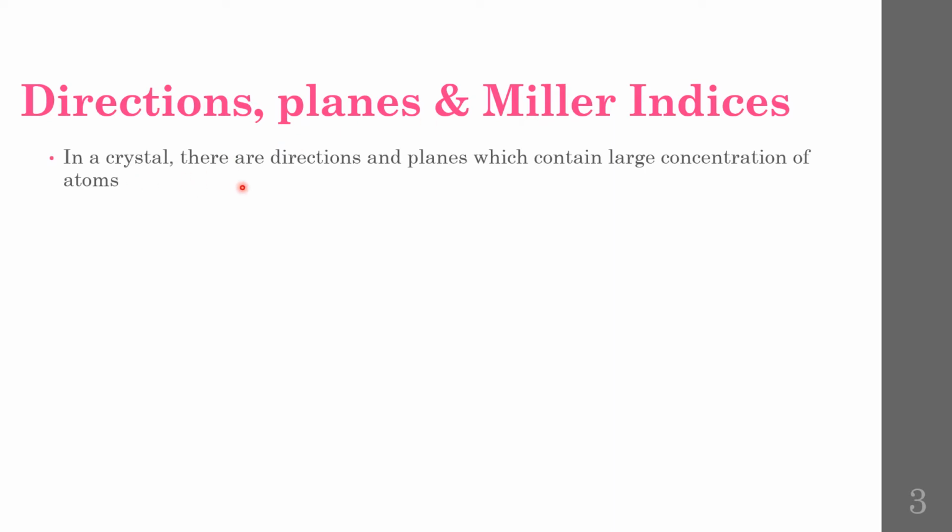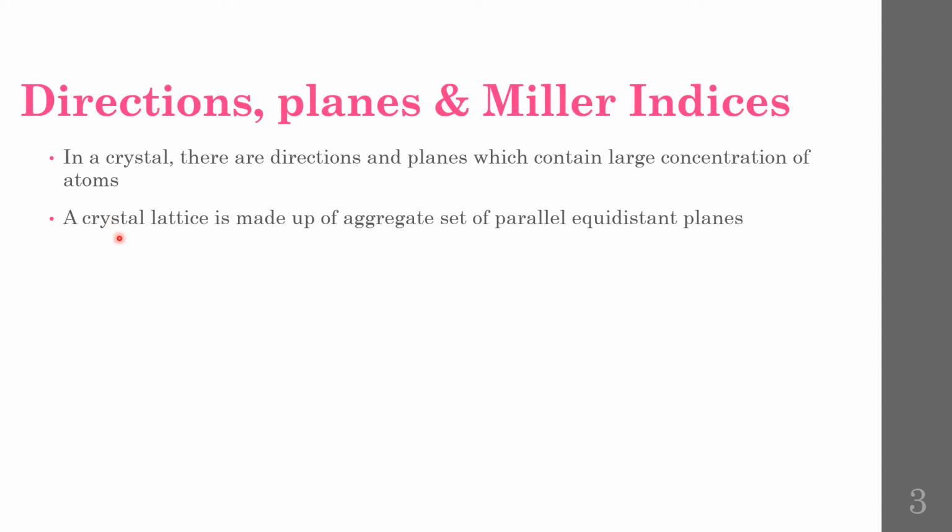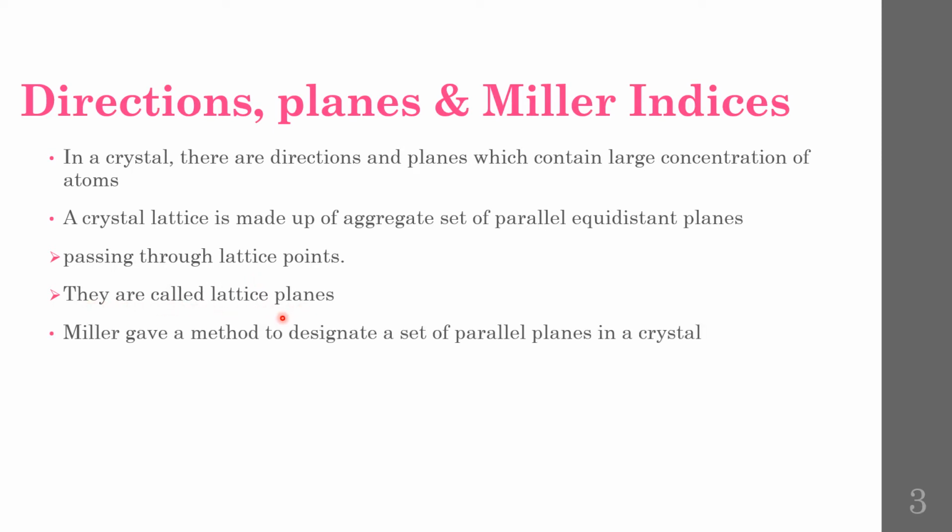In a crystal, there are directions and planes which contain large concentration of atoms. A crystal lattice is made up of aggregate set of parallel equidistant planes passing through the lattice points. They are called lattice planes. Miller had given the method to designate a set of parallel planes in a crystal.